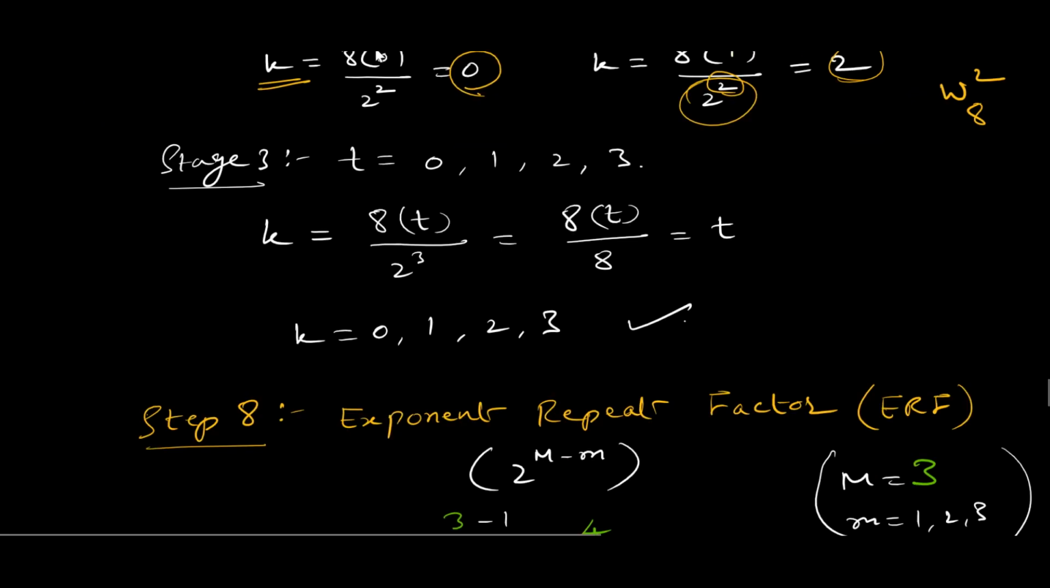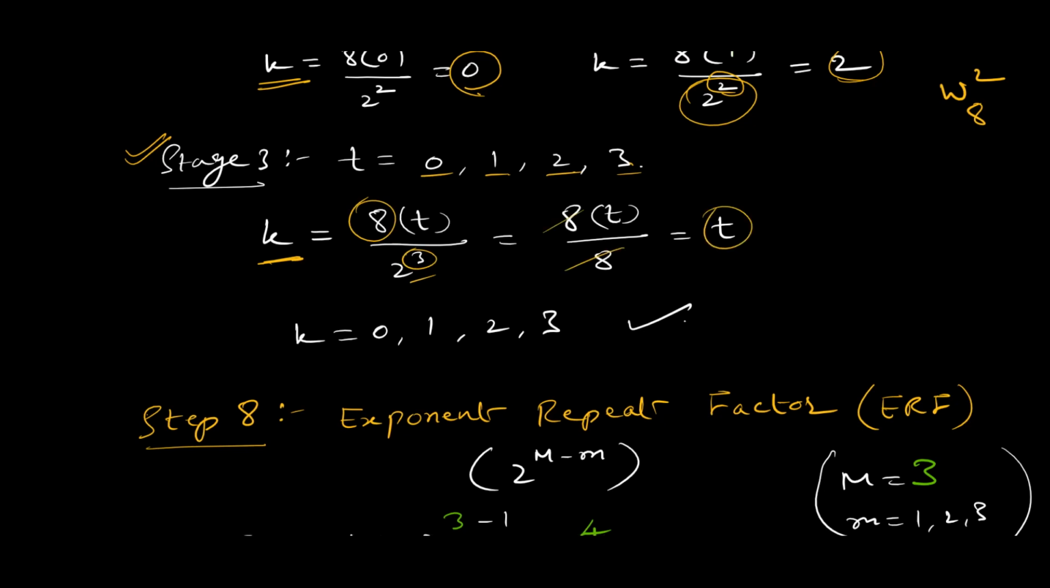From step number 6 we know that for stage 3 we'll require four different values of t, 0 1 2 3. So we'll generalize this thing. We'll find the general value of k, and we'll substitute 8, and m we have substituted 3. So this becomes 8, so 8 will cancel out. You are left with t only. If you substitute for t you will get 0 1 2 3 only. That means for stage number 3 we'll have four different twiddle factors: w8 to the power 0, w8 to the power 1, w8 to the power 2, and w8 to the power 3.